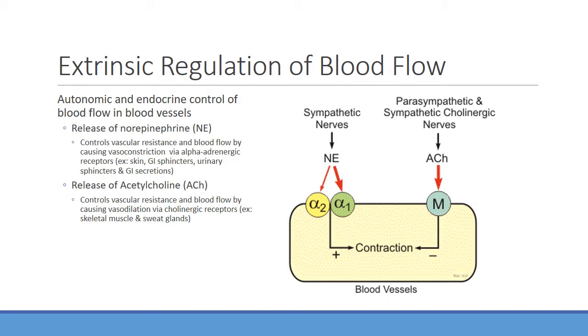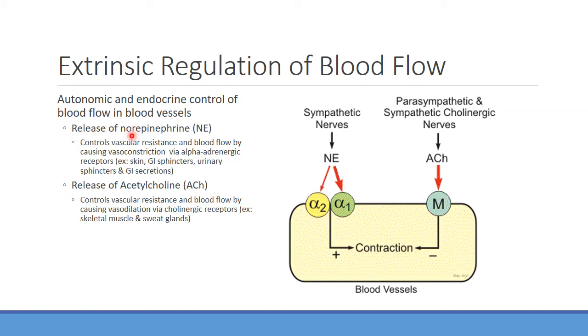Okay, so looking at our extrinsic regulation of blood flow. So again, autonomic, we have a lot of autonomic control of blood pressure and also the endocrine control as well. And again, which one do you think is more quick? Autonomic should be a lot quicker than your endocrine system for the most part, right? Obviously, things like epinephrine get released from the adrenal glands, which still is considered an endocrine system. But for the most part, autonomic control should be a little bit faster than your endocrine control.